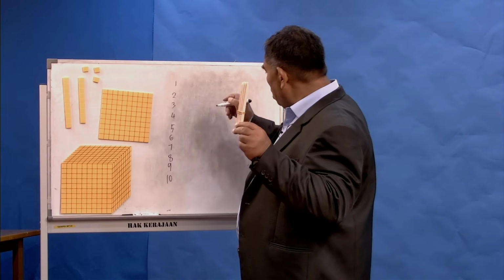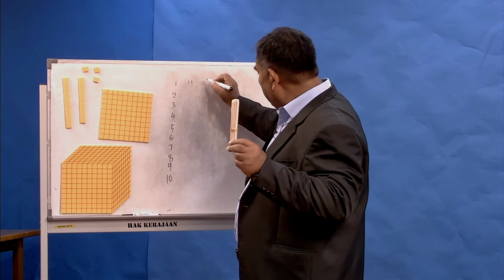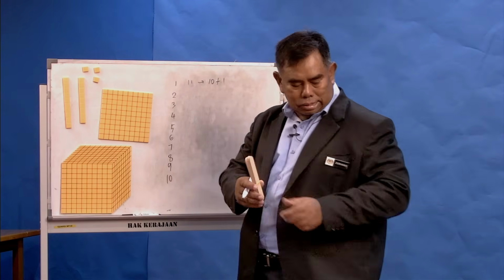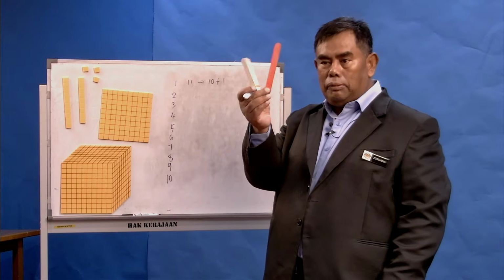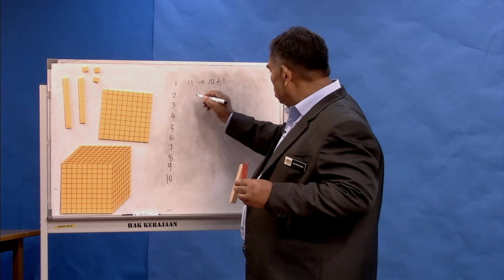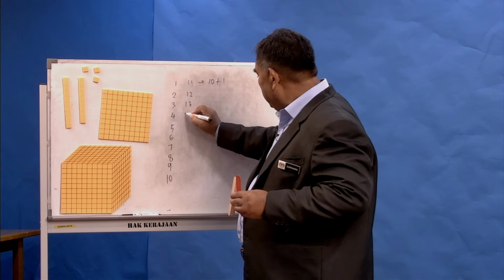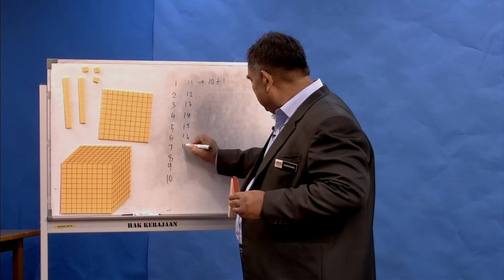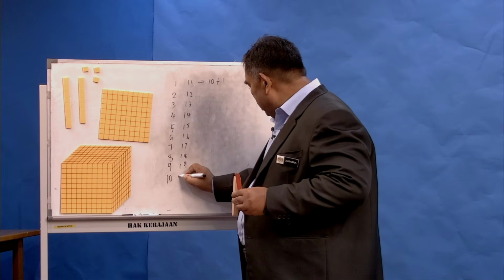Okay? So what I have here is a 10, 11. Actually, 11 is 10 plus 1. I have a bundle of 10 and 1 stick. This is 11. So I go on: I have 12, 13, 14, 15, 16, 17, 18, 19, and I have 20.